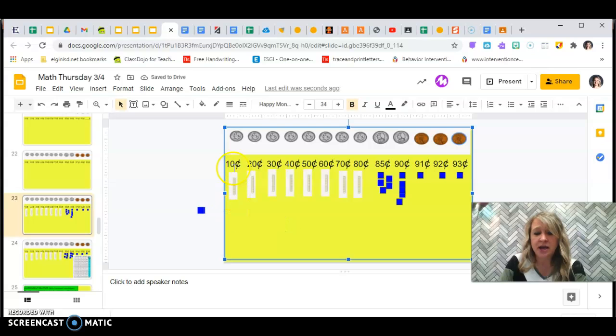So now we have 1, 2, 3, 4, 5, 6, 7, 8 longs. Here we had the 2 nickels. Remember, we can make those 2 nickels 1 long.